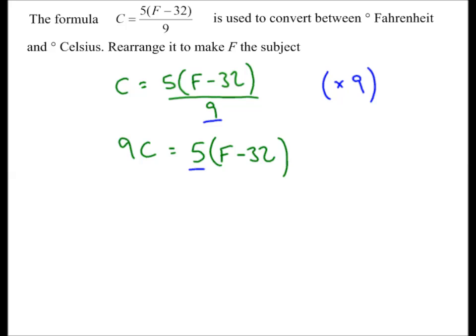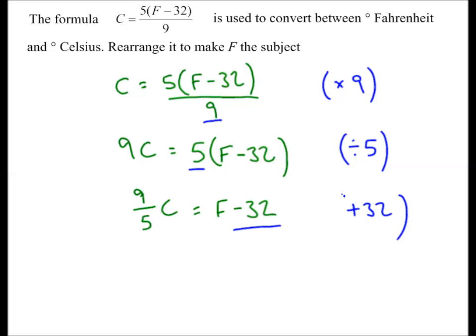The next thing I need to remove is this 5, so I'm going to divide by 5 on both sides. When I do that, I get 9 over 5c equals f minus 32. I'm not going to write in the brackets now because I've got rid of everything outside the brackets. And then finally, I need to get rid of this minus 32, so I'm going to add on 32. And that's going to give me 9 over 5c plus 32, and that's equal to my f.